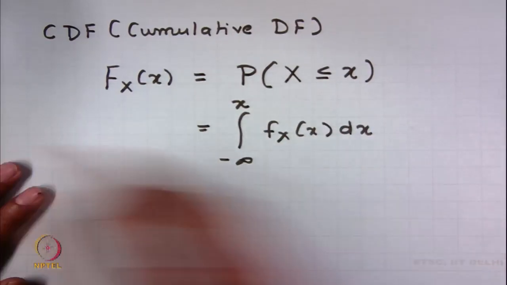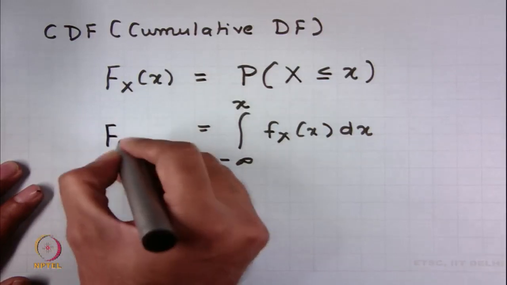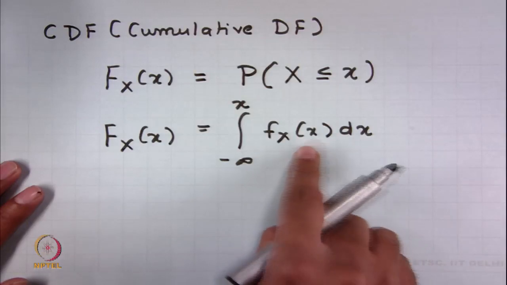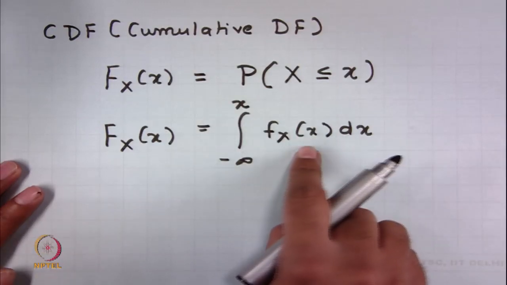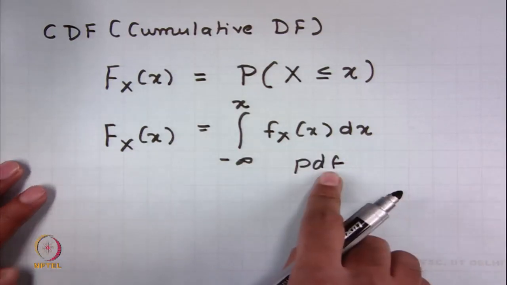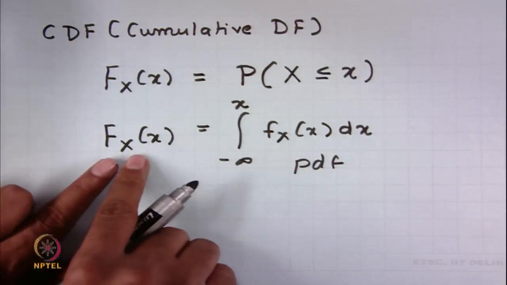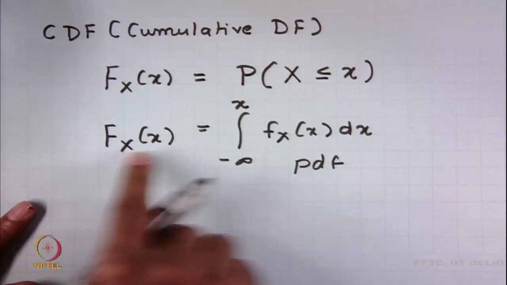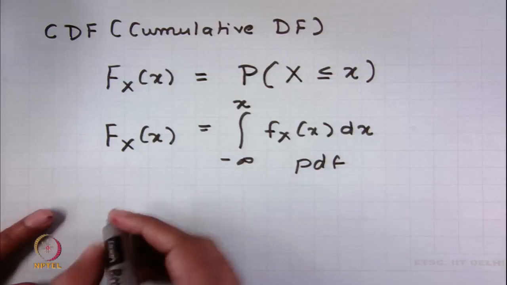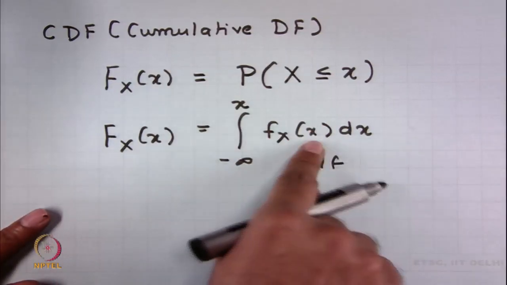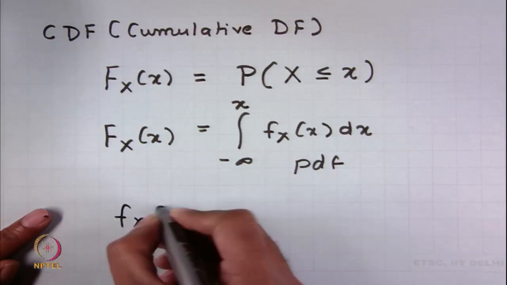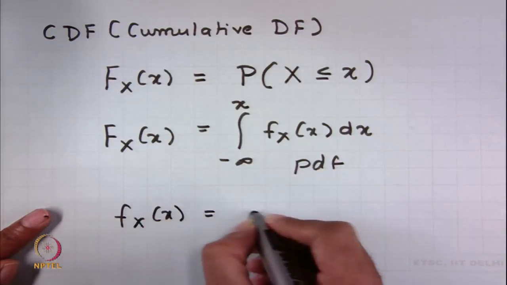right. So, this gives us an expression of CDF in terms of probability density function. Probability density function is also known as PDF in short. So, this expression relates the cumulative distribution function with the probability density function, and you can go back and forth. If you have to find the probability density function in terms of the cumulative distribution function, you just have to differentiate it with respect to x.